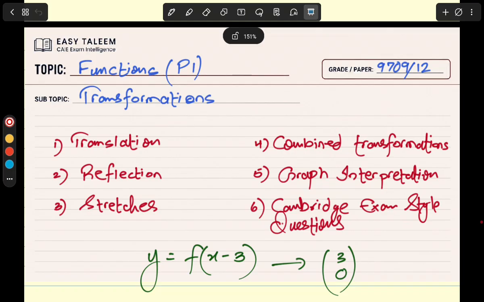The next lessons that we are going to cover in the function series will be Quadratics I and Quadratics II. Now, why does f of x minus 3 move a graph right through a translation vector 3, 0, even though the 3 is negative? If you have been memorizing transformation rules without really understanding them, this lesson will fix that forever, hopefully.